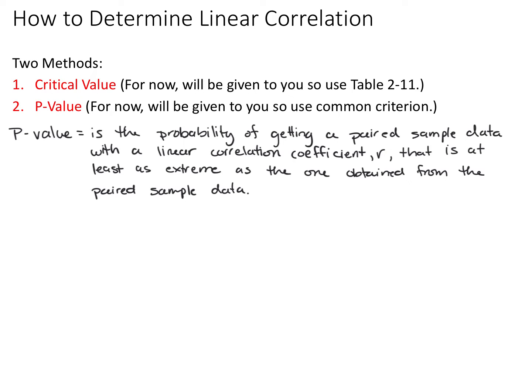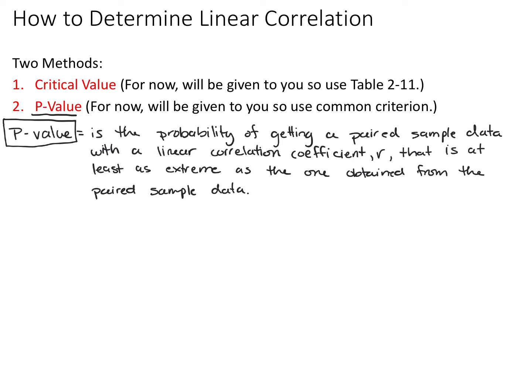Let's talk real quickly about the second method to determine whether or not your data has a linear correlation. So the second method is the p-value method. In order to understand this method, you need to make sure that you understand the definition of a p-value. This is really important because this definition is going to come into play in every other topic that we're going to discuss in this class.